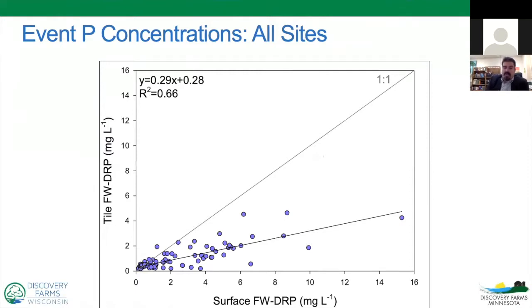And what's interesting is that we saw this really neat relationship. We still are seeing more phosphorus in the surface relative to the tile drain in terms of concentration, but the relationship was pretty tight. Whatever the phosphorus concentration was in the surface water, it was roughly about a third of that in the tile drainage water. So it's still most of the phosphorus is coming from the surface, but a good overall chunk of it is still coming from the tile drain.